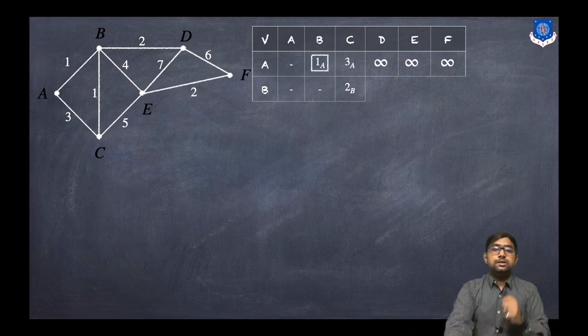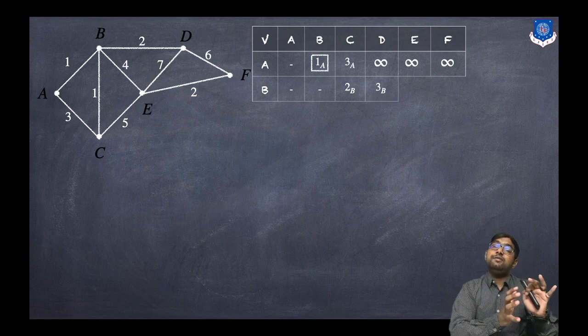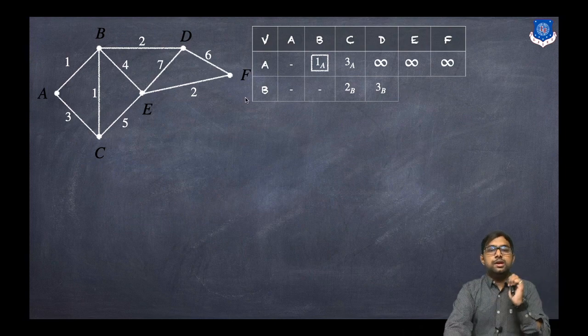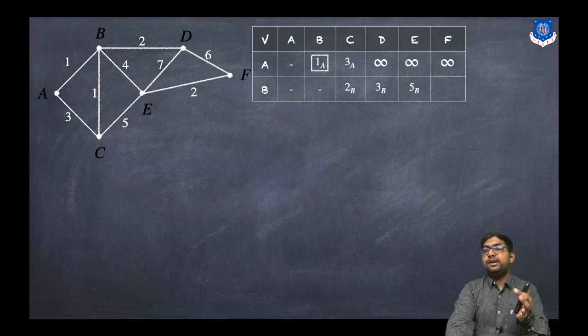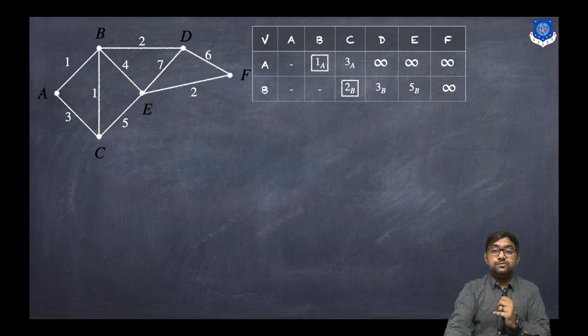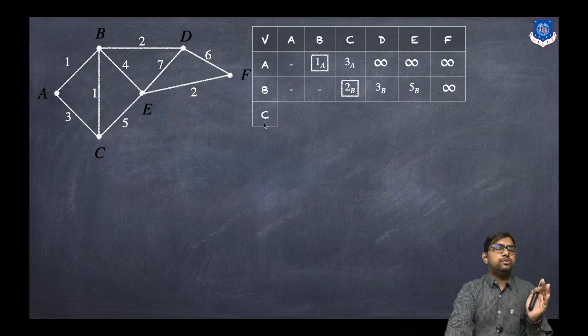Then next, B to D. B to D we have 2, but the source vertex distance is 1, so that means 1 plus 2, which is 3, and we are traveling via B. So it will be 3B. Now B to E, we have 4, plus 1, so that means 5 via B. And B to F, as there is no direct edge, we'll write infinite. Now, among all these 4 entries, what is the minimum? You can see this is the minimum, and corresponding to that the vertex is C. So here it will be C.